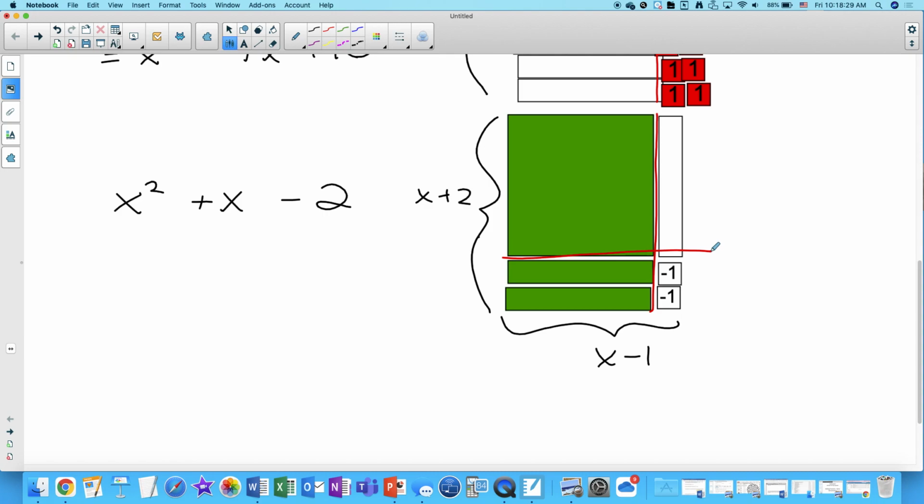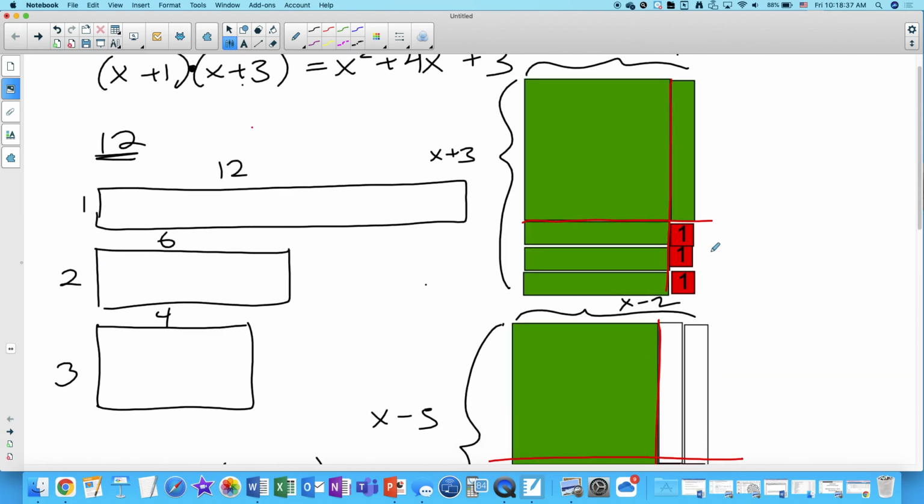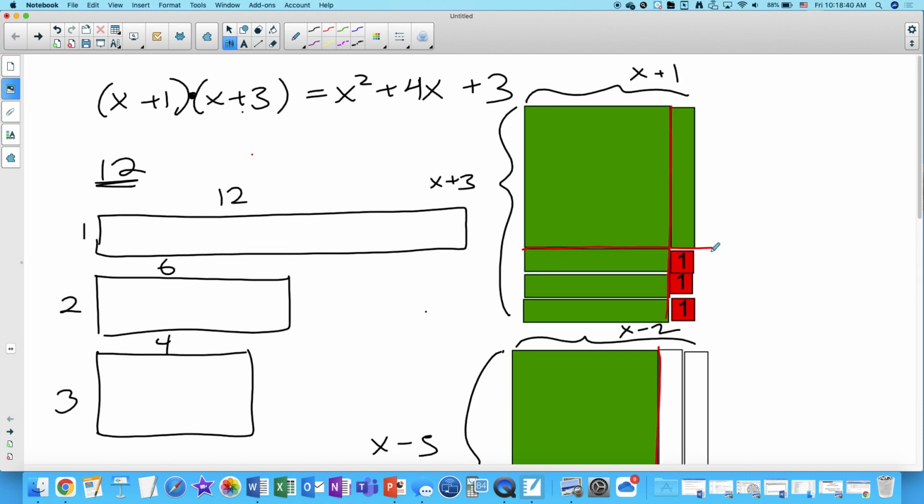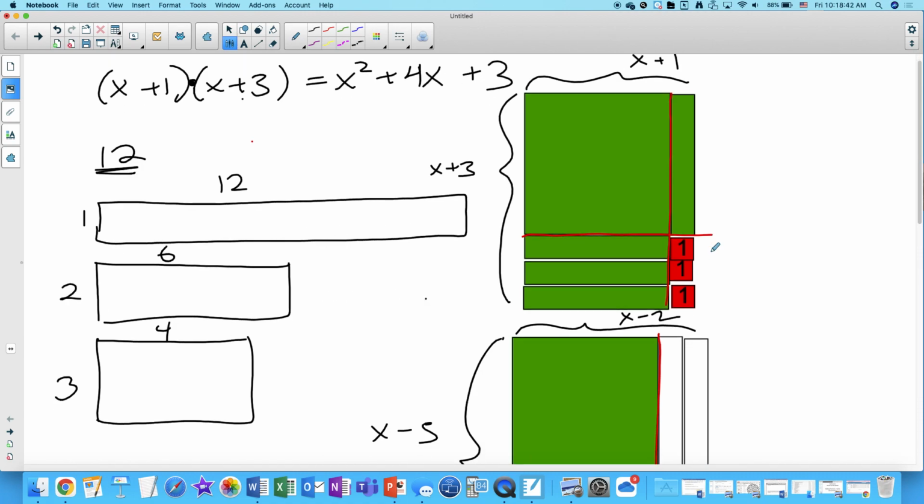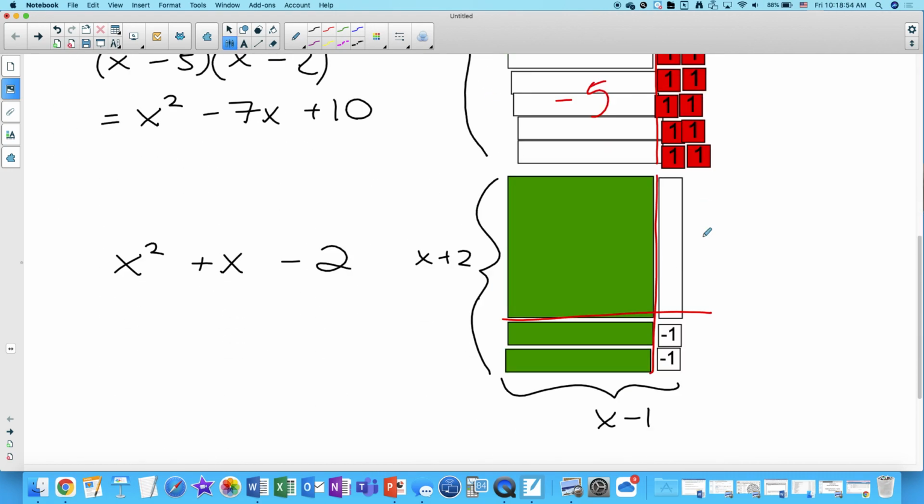That's going to be a very important step to factoring. Okay? So that's one thing that I want to point out. The other thing that I want to point out is, how do we figure out how it gets split up? Well, here we have 3 and 1. Okay? Here we have -5 and -2. And here we have 2 and -1. 2 of them and -1 of them.